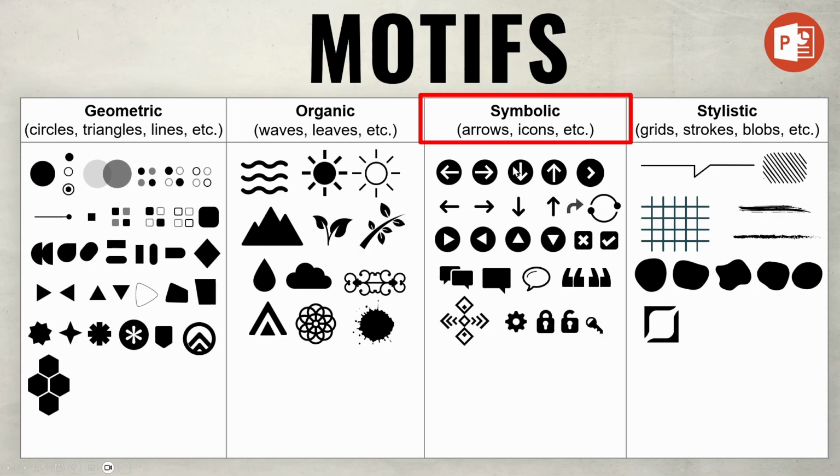The third category is symbolic. These include arrows and icons. The fourth category is stylistic. These include strokes, grids, irregular shapes like blobs, frames, etc.